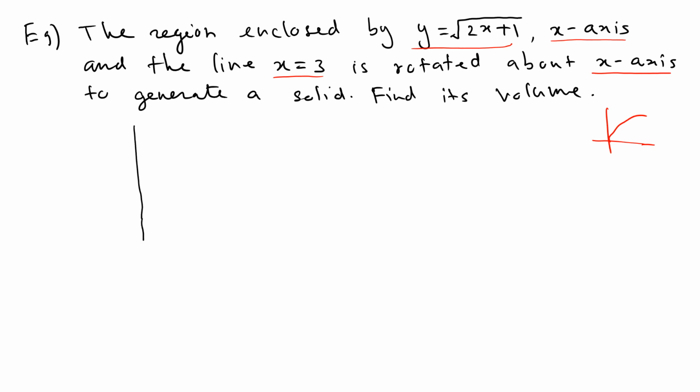So let's draw it. It's a square root function, but it's going to start at negative 1 half, because that's where it's going to be 0. It's going to follow the same shape of a square root function. So it's going to go like this. That's the shape of the curve, and you can see this number is negative 1 half because that's where it's going to be 0. And then you can see the region enclosed by the curve, the x-axis and the x equals 3 line. So that's the x equals 3 line.